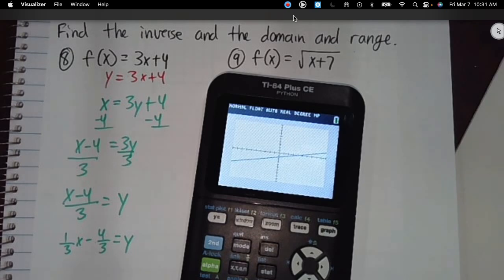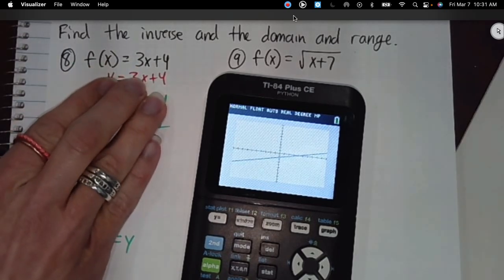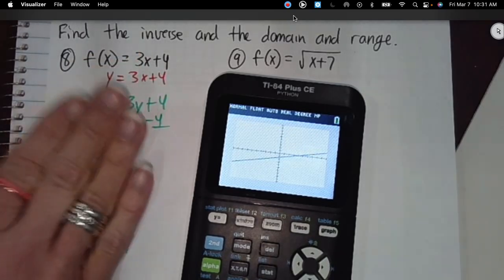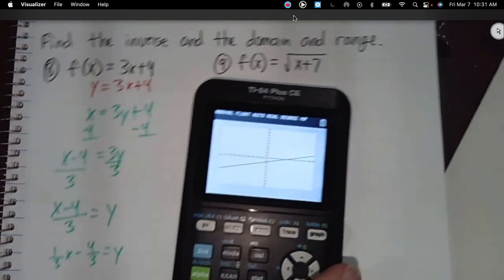So your range is all real numbers. Every number is going to work, okay? Even the first function, my domain and range would have been all real numbers. Now let's look at number 9. I did number 9 yesterday, but it won't hurt us to do it again, okay?